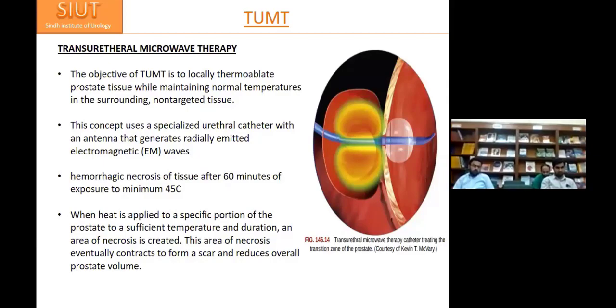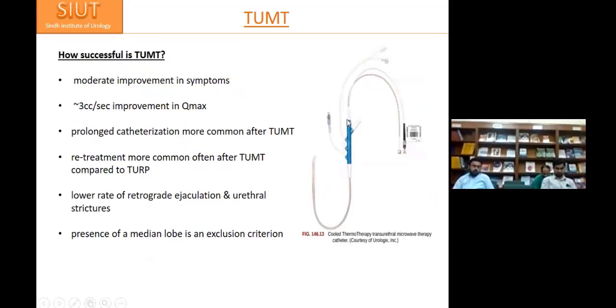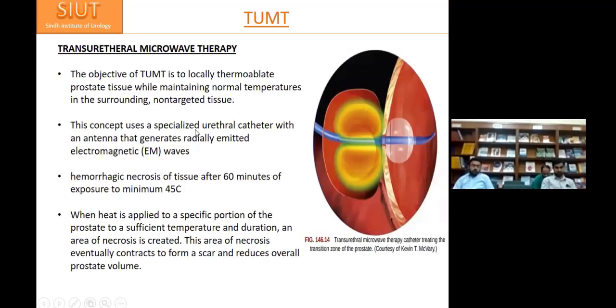The objective of TUMT is to locally thermoablate the prostatic tissues while maintaining normal temperature in the surrounding non-targeted tissues. This concept uses a specialized urethral catheter with an antenna that generates radially emitted electromagnetic waves. This is the specialized catheter.